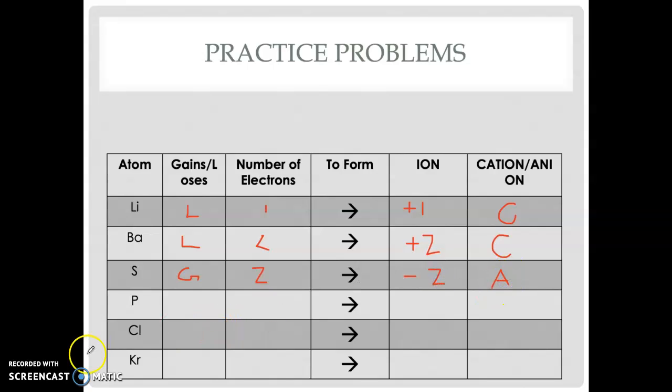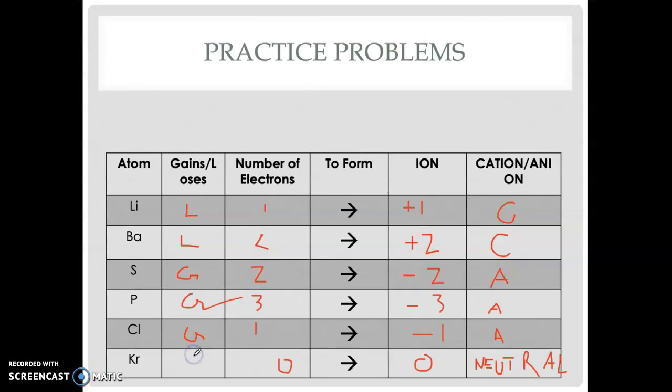And I want you to look at the last 3 here and see if you can figure them out. If you notice, the last one is maybe a little confusing. Krypton is a noble gas in the last column, so it doesn't want to gain or lose. It's none of those things. So 0 electrons, it doesn't form an ion, so it's neutral. But the rest of these, it was gain and gain, 3 and 1, to form -3 and -1, anion and anion. A way to remember these: cation has a T, which is like a positive sign, and then anion has an N in it, like a negative sign. That's a good way to try to remember them.